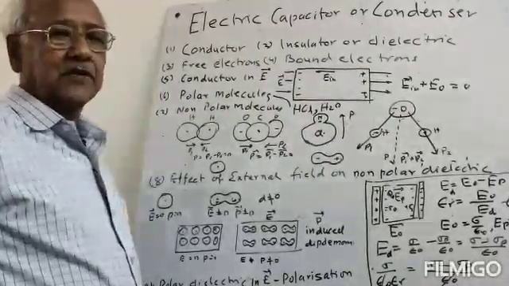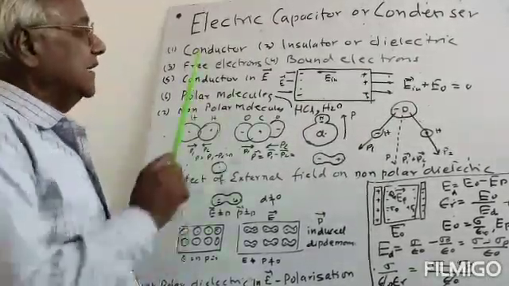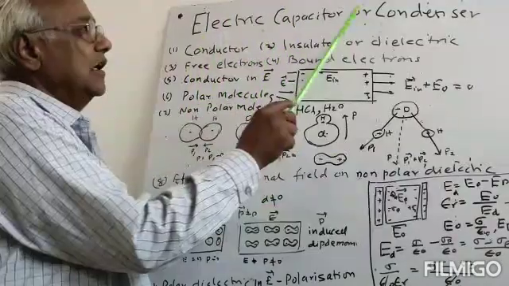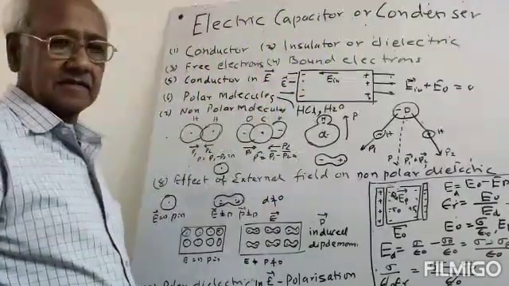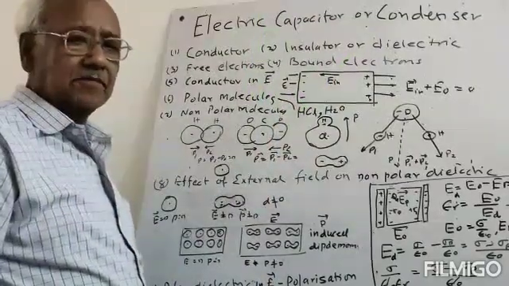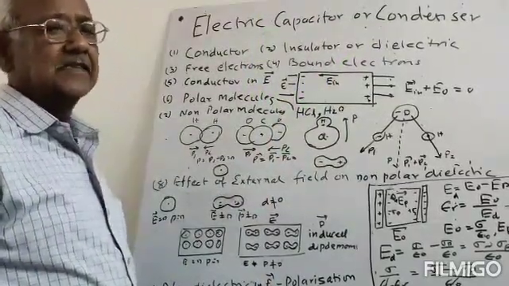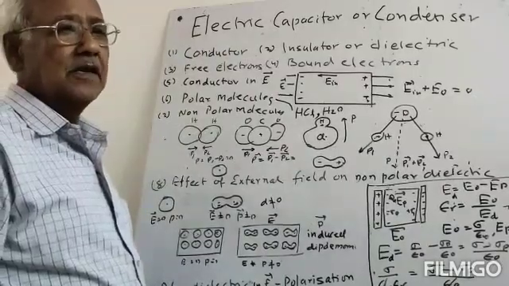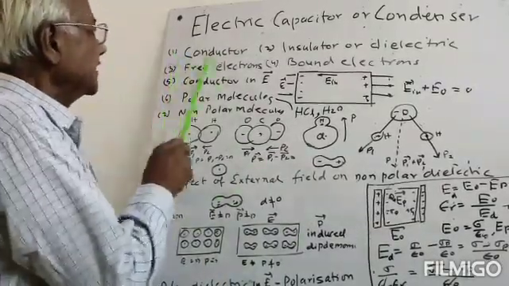Today we will start a new topic, that is electrical capacitor or electrical condenser. Now for this, first we will take some definitions which are necessary to understand the topic. Now first definition is conductor.